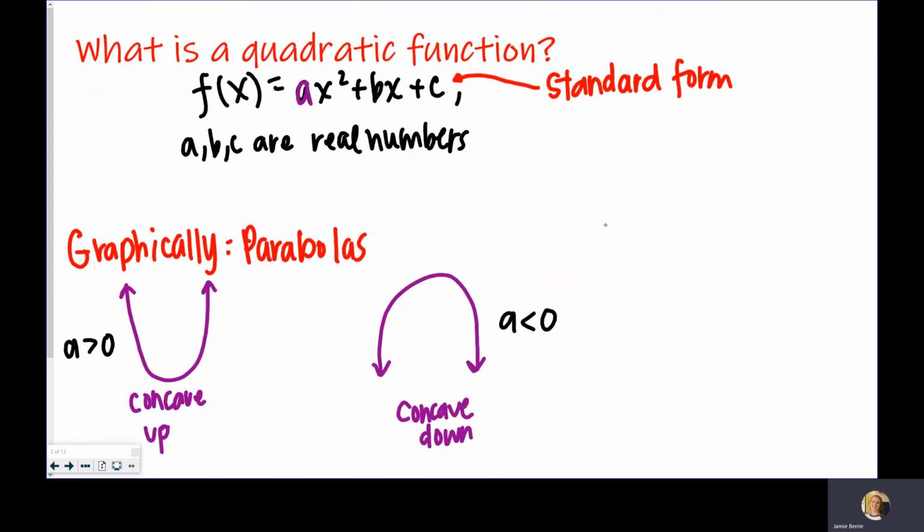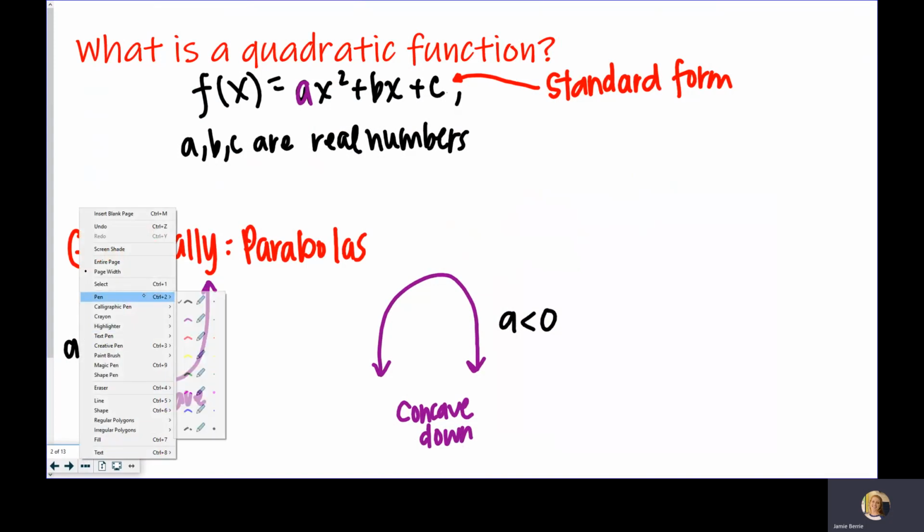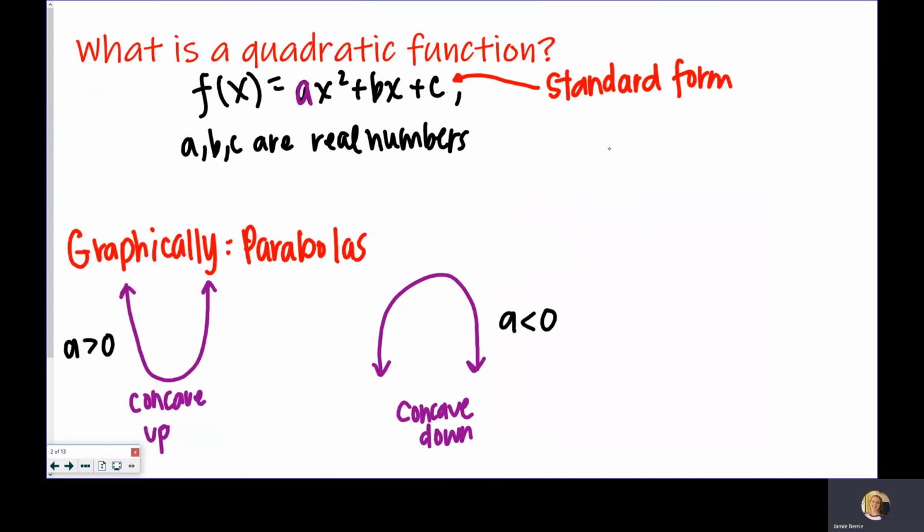And then the last thing I wanted to mention is that sometimes you will hear quadratic functions referred to as second degree functions. So if you see that wording, just know that that's referring to a quadratic function. So remember, when we're talking about polynomials, the degree of a polynomial is its highest exponent. So here the highest exponent is 2. That's why it's called a second degree function or a second degree polynomial.